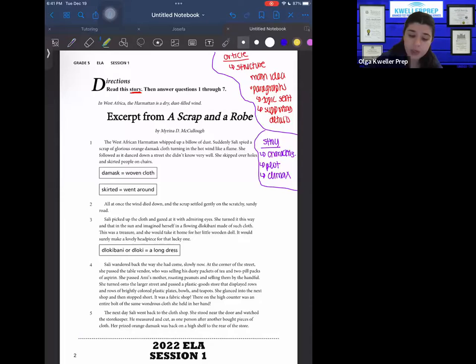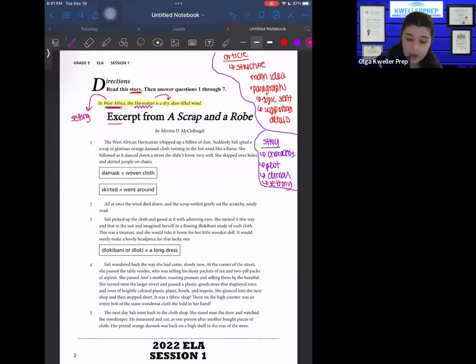Now, remember I told you that oftentimes there's a blurb. So those blurbs are more common on the 5th grade test. So I highly recommend students to read it because it provides some extra context for us. So first, we understand something about the setting. It seems like we're going to be in West Africa, so setting is also extremely important in stories. I'll add that to our list. And they define the harmattan for us, which is a dry, dust-filled wind.